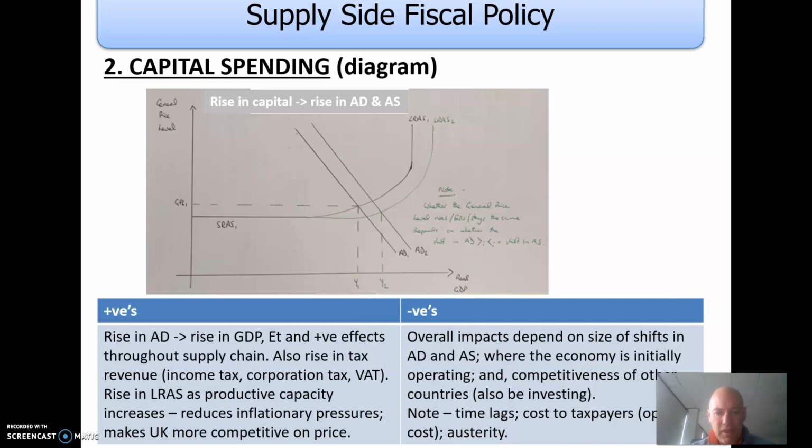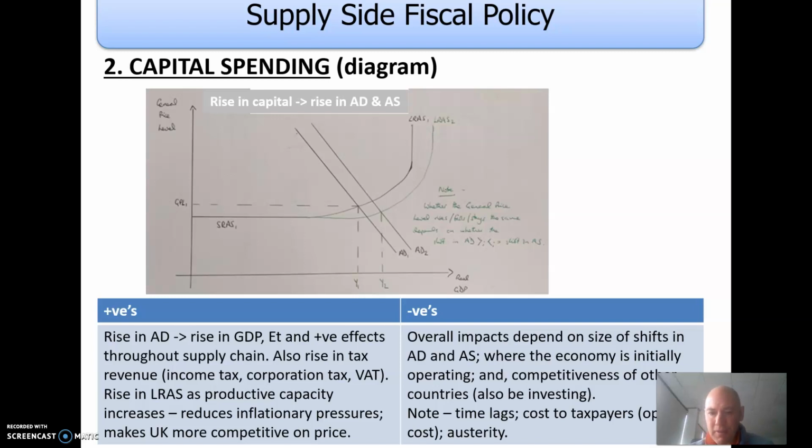So the positives: the rise in aggregate demand, rise in GDP, employment, the positive effects throughout the supply chain. Likely to be an increase in tax revenue, increase in productive capacity of the economy, will reduce inflationary pressures and make Britain more competitive on price, but it depends on whether the increase in long-run aggregate supply is greater than the increase in aggregate demand. Okay, so a key evaluative point.